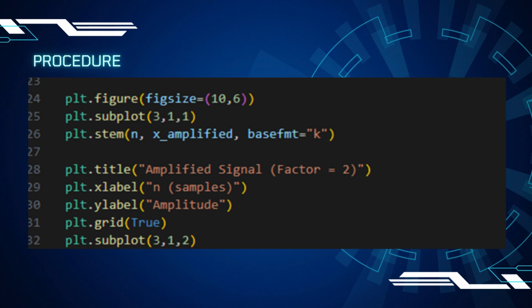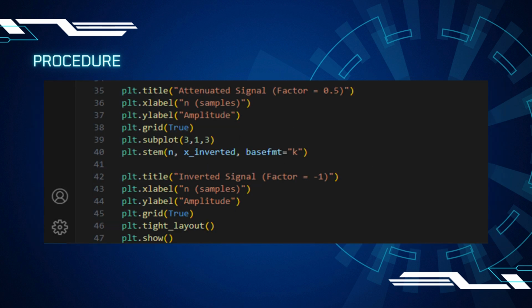First, the amplified signal. It appears taller than the original, which is like the volume was turned up. The second subplot shows the attenuated signal, which is shorter because we lower the volume or reduce the power. The third subplot shows the inverted signal, which is flipped upside down. This command is used to prevent overlapping, and this command is used to display the final graph.